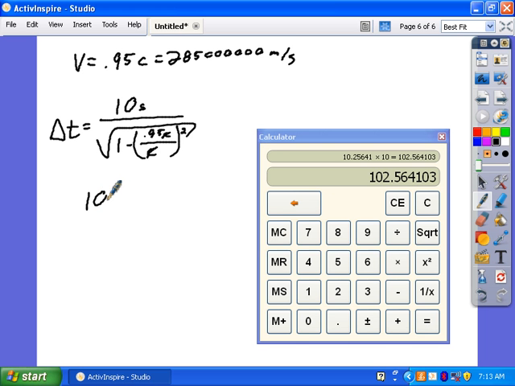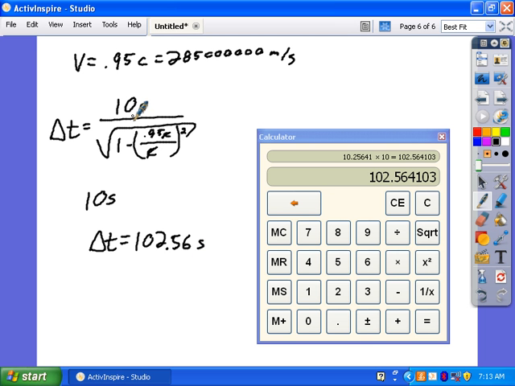That 10-second event that happened in real time in the inertial reference frame now has increased by 102.56 seconds to someone on the outside. So that means that if you were outside looking in on this, you would have seen a 112-second, almost a 2-minute event happening, when the actual event was only 10 seconds.